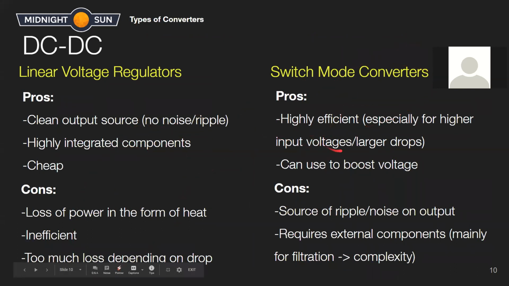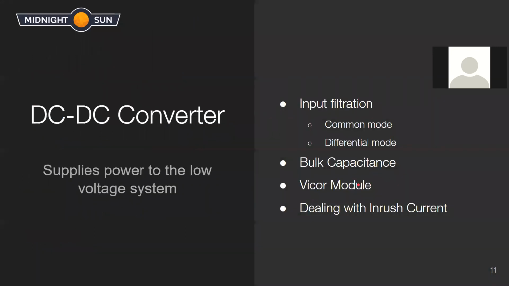Switch mode converters, on the other hand, are highly efficient, and they can also boost voltage. The cons, of course, are that they have an output ripple and noise that's not quite DC, and so they require external components and filtration, which adds to the complexity of the solution. They're also not cheap, usually.